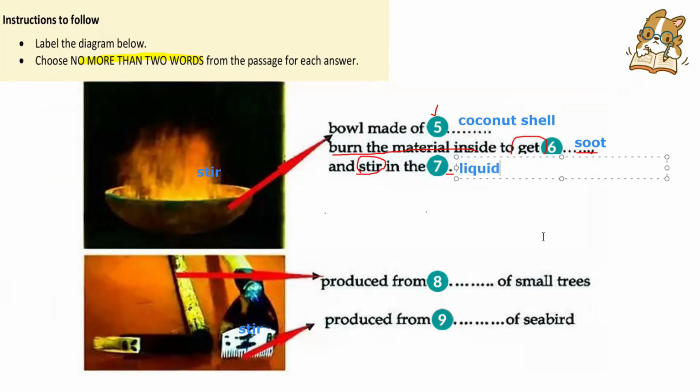We are moving fast. Okay, now let's go to question number 8, and that's going to be produced from blank of small trees. Oh, this is another intriguing question. So produced from blank of small trees. Now, the word small trees is also a big clue for us to find the answer. Produced from blank of small trees.